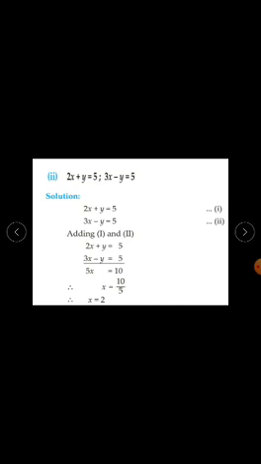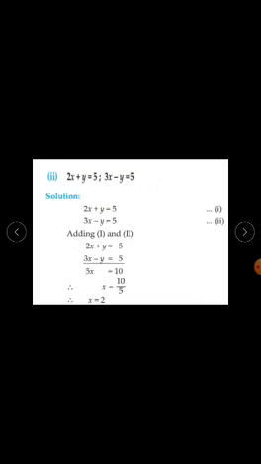Now find out y. Substitute this value of x equal to 2 in equation 1, or you can substitute in equation 2. So substituting the value of x in equation 1. What is your equation 1? 2x plus y equal to 5. Substituting the value of x, which is 2, we get 2 into 2 plus y equal to 5. 2 into 2 is 4. 4 plus y equal to 5. Therefore y equal to 5 minus 4. Therefore y equal to 1.